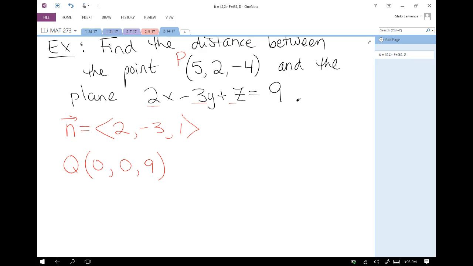Now we have to do a PQ, right? Yes. Now we have to create the PQ vector. We've got a point off of the plane and we've got a point on the plane. We need to connect our point to the plane. Really doesn't matter what direction it's pointing in, because at the end we're going to absolute value it. So 0 minus 5 is negative 5, 0 minus 2 is negative 2, 9 minus negative 4 is really 9 plus 4, which is 13.